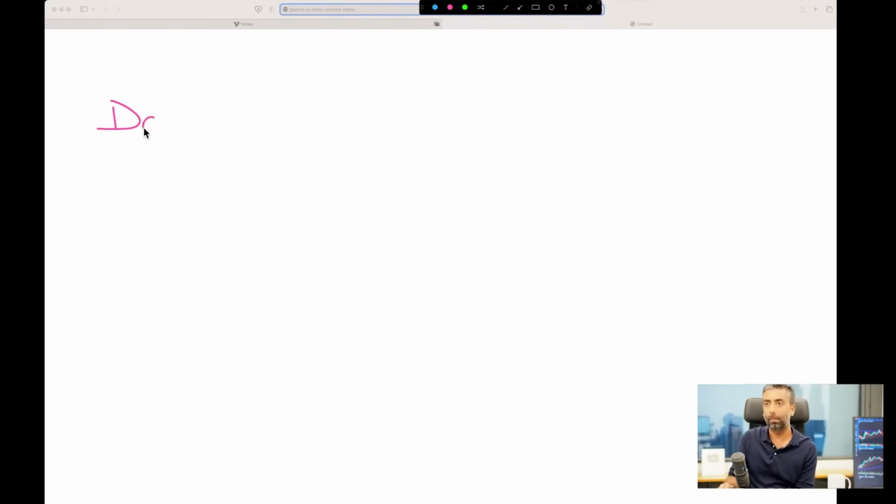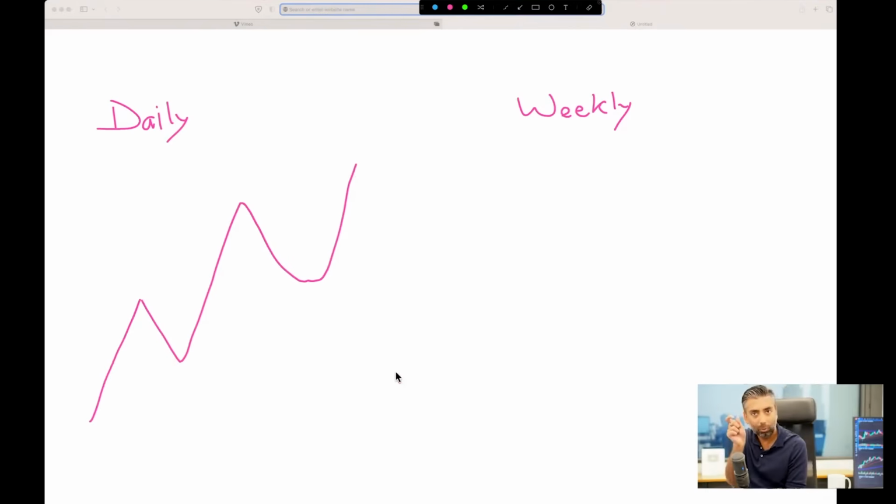Okay, here's another example. Daily, okay? Let's say daily is your smaller time frame and you have weekly as your higher time frame. We're going to do a movement like this. Notice I drew that a little bit longer. You think the weekly will see that? They will see that. I want you to ask this question.